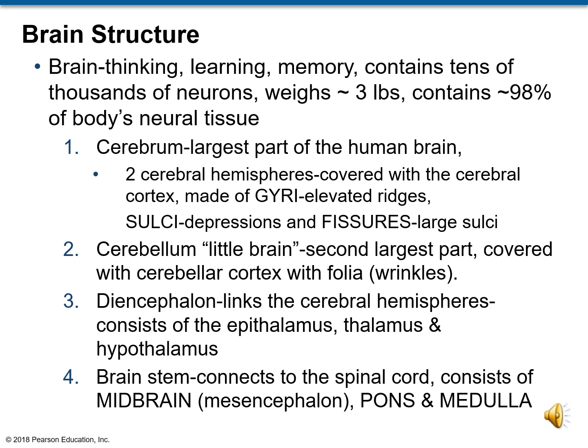The third part is the Diencephalon. Now that is the name of the embryonic part of the brain. This is going to be found between the 2 cerebral hemispheres and links them together. And it's going to be made up of the epithalamus, thalamus, and the hypothalamus.